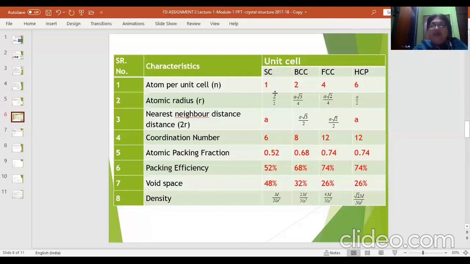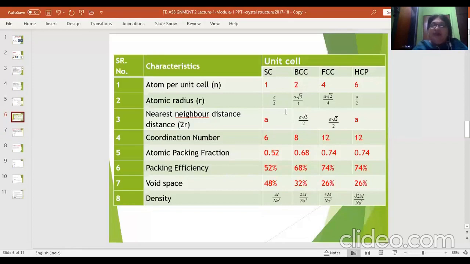So 3 plus 1 will make it 4. Similarly, atomic radius for simple cubic will be given as a by 2, because if we take the minimum distance between the two atoms, that will be a, and where 2 atoms will sit, so 2r is equal to a, or r is equal to a by 2.